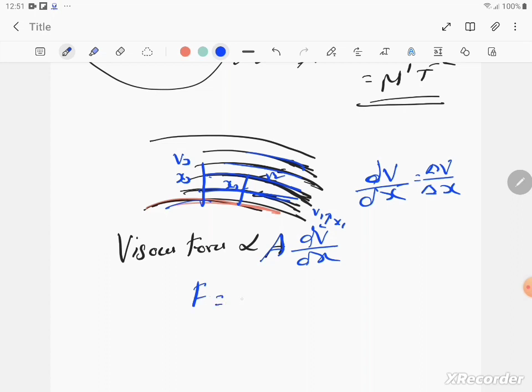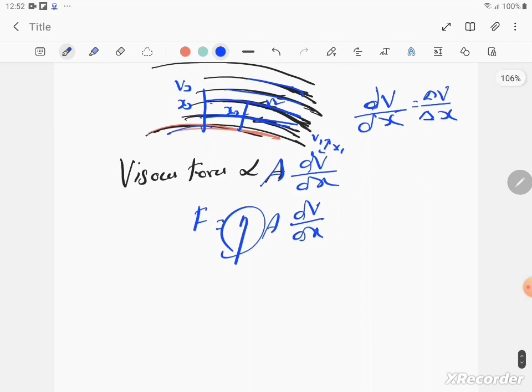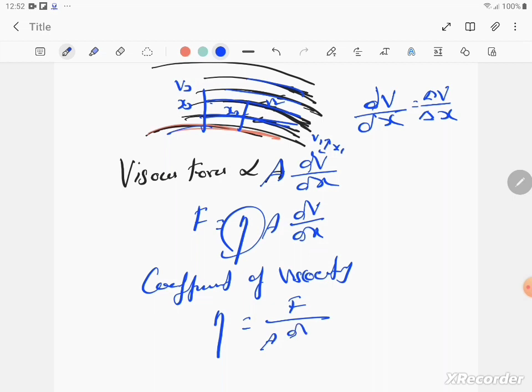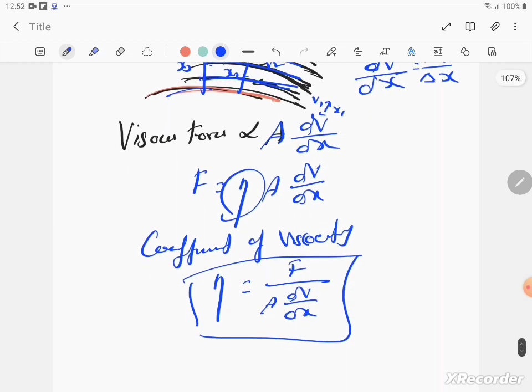Which will be equal to eta into A into dV by dx, where eta is known as the coefficient of viscosity. That eta is F by A into dV by dx.